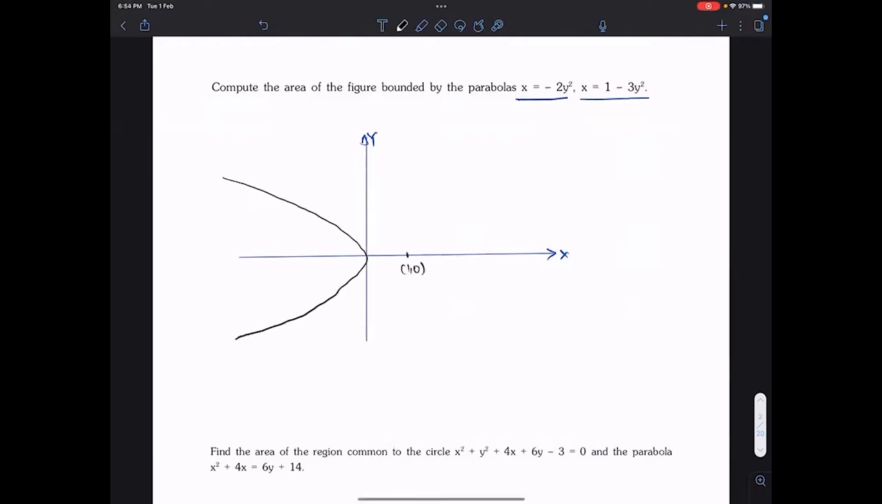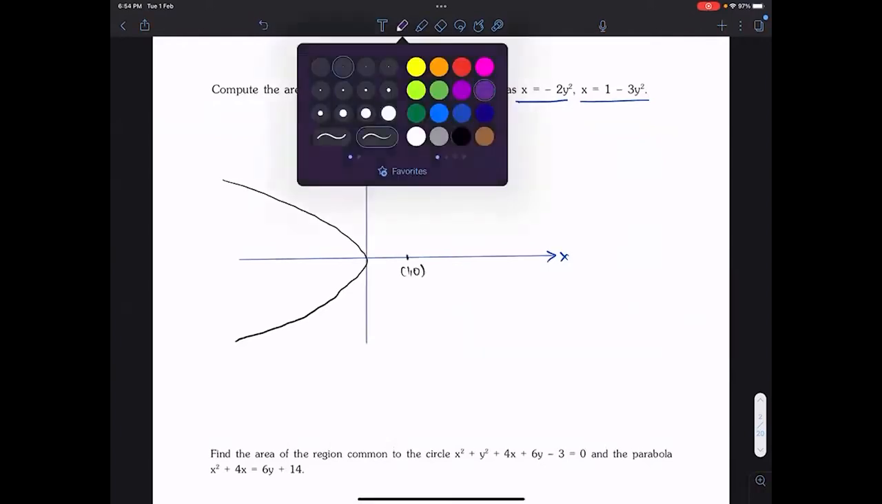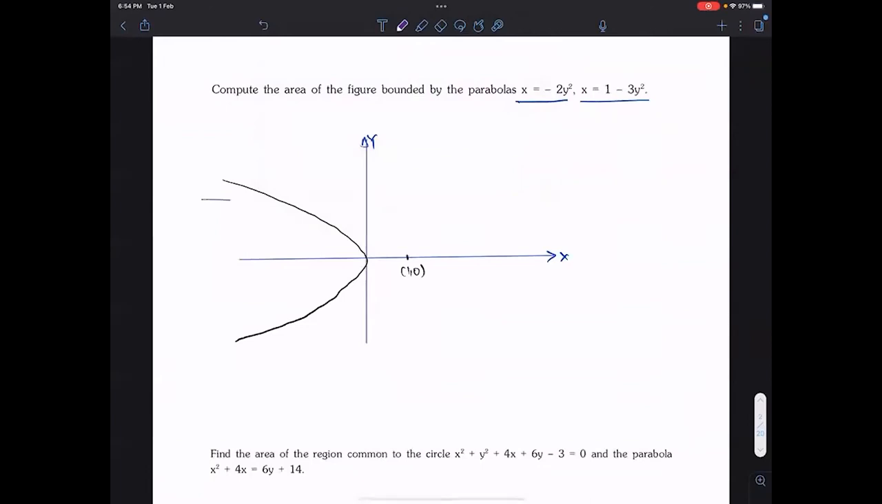When x is 1, y will be 0. But you need to be careful. It will be like this. Okay. Now, there will be two intersection points here for these two graphs, let's call them A and B. Now, again, graphing is a very important part in areas. You should be able to draw the graph precisely.